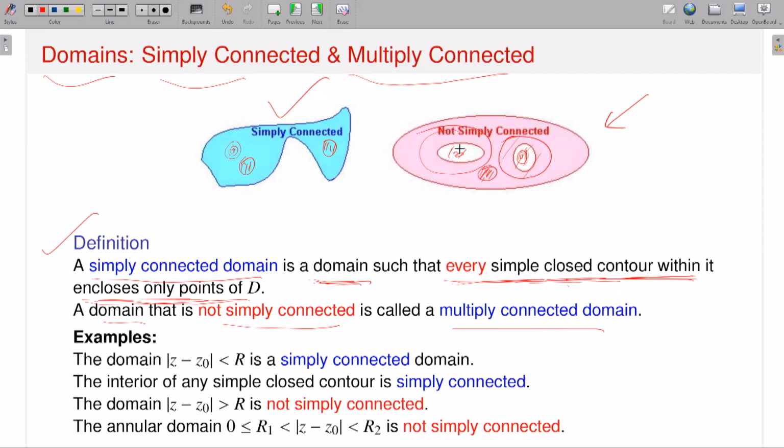In other words, you can say that if a domain has a hole, those kinds of domains are multiply connected domains. There are many ways you can define it, or you can say that I can take a simple closed contour and squeeze it to a point without leaving the domain or without passing through any singularities.